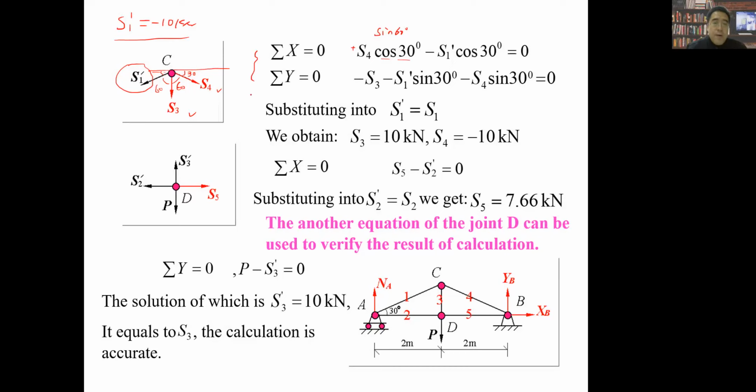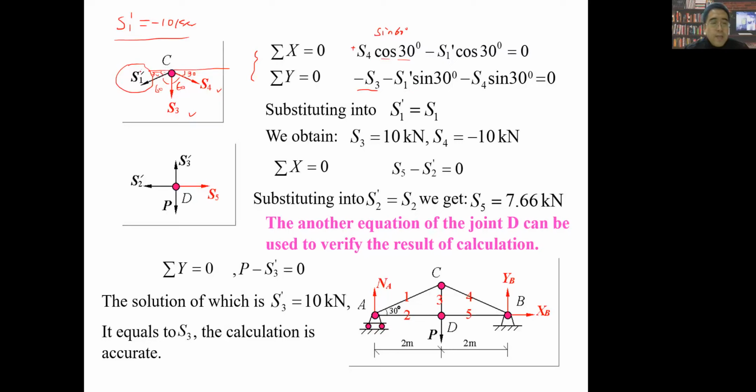Then we use sigma y equals 0. You see, this S3 is along the negative direction of y, so it's a minus S3. And this S1 prime and this S4 both have a component along the negative direction of y. So we have S1 prime cosine 60, which is actually sine 30, right? Cosine 60 actually is sine 30. Because we try to use this 30 and this 30.